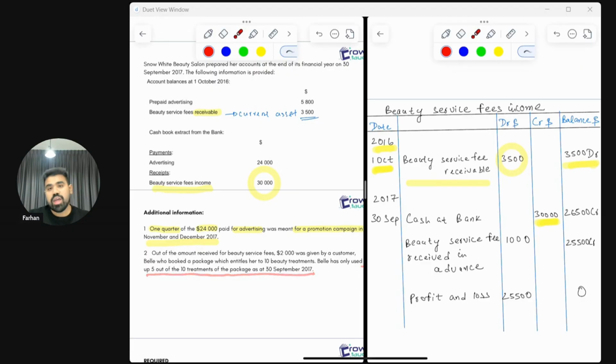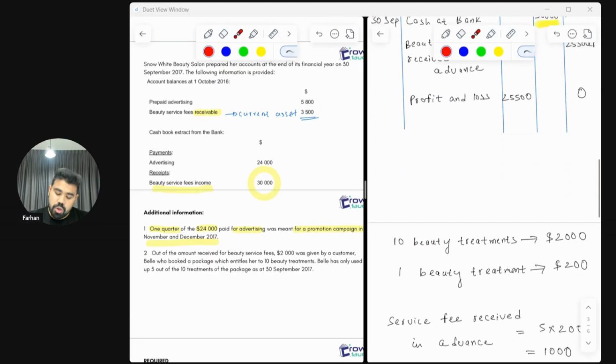Okay, so what we can understand is this customer Belle has paid $2,000 for 10 beauty treatments, right? Which means one beauty treatment should cost us $2,000 divided by 10, which is $200. What happened at 30 September 2017 is only 5 out of these 10 treatments have actually been used, which means when we are preparing our books for the business, we have to record the fact that we have 5 treatments for the cash which we have received in advance.